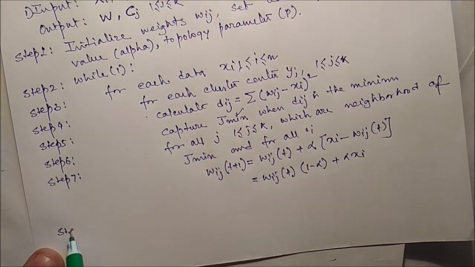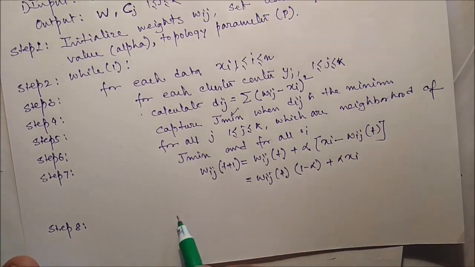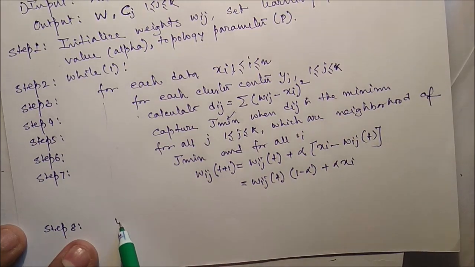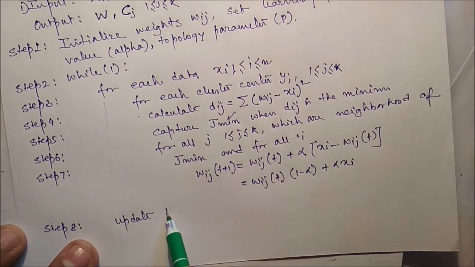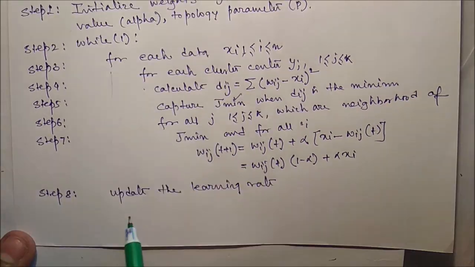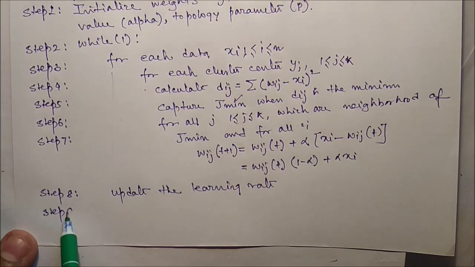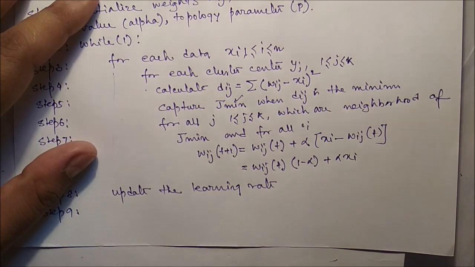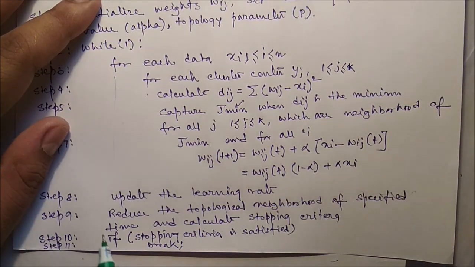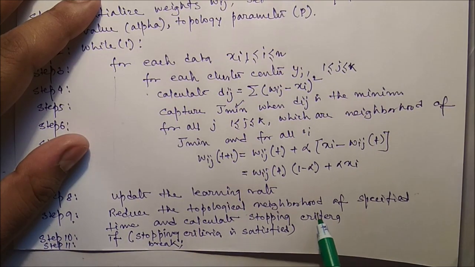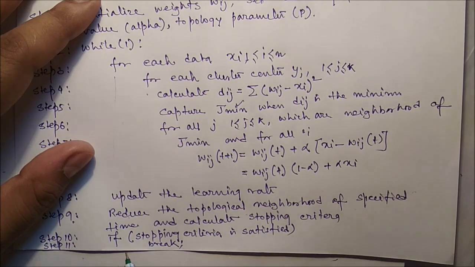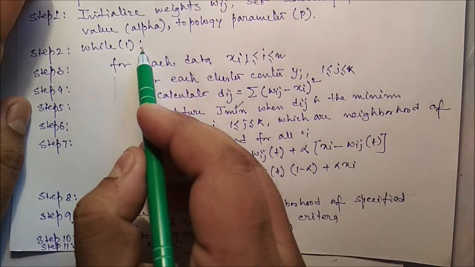Next, step 8, here you have to follow this particular path: update the learning rate, and next step, reduce the radius of topological neighborhood. So in step 9, reduce the topological neighborhood of specified time and calculate the stopping criteria, and if the stopping criteria is satisfied, then break it, that means come out from the while loop.